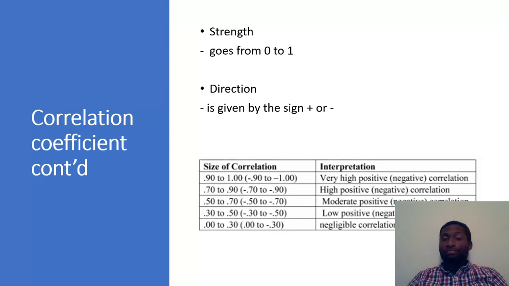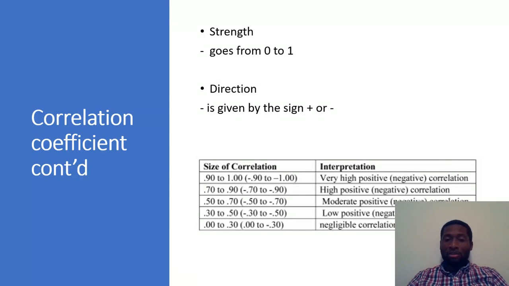So what then are we going to see? If your correlation coefficient lies between 0.9 and 1, positive or negative, that is a very strong or very high correlation. If it is between 0.7 and 0.9, or between negative 0.7 and negative 0.9, that is a high positive or negative correlation.